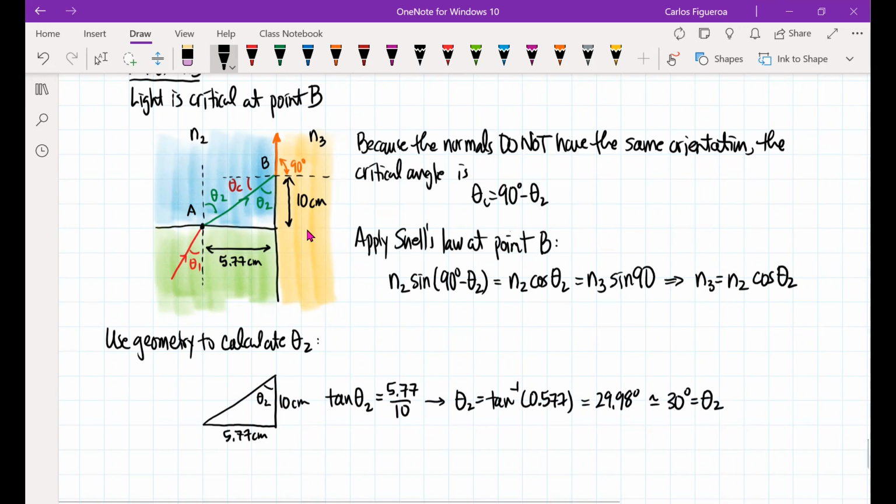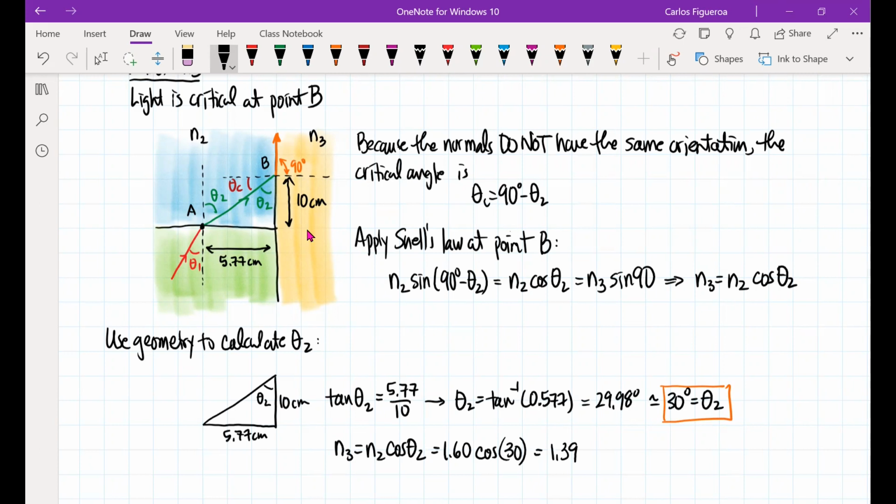Now that I have theta 2, I can now calculate the index N3. So now N3, which is now N2 cosine of theta 2, is then going to be 1.60 cosine of 30 degrees, and that gives me 1.39 for index 3. Okay, so now we've calculated that.